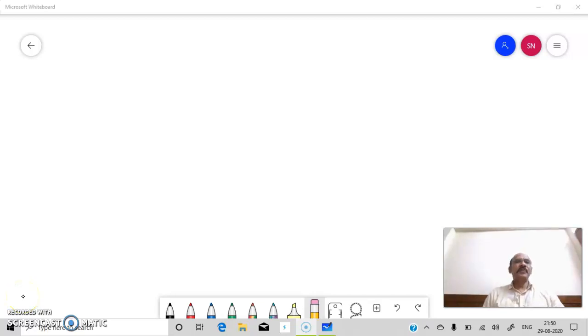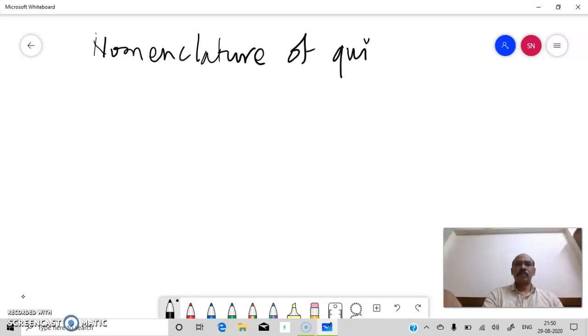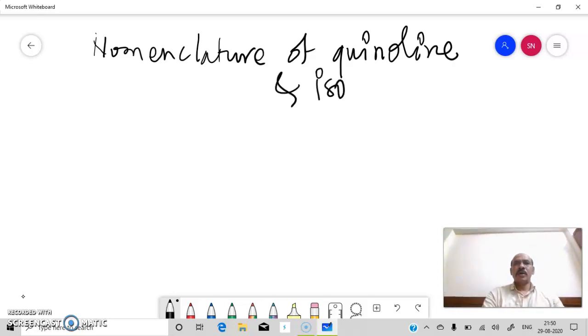Students, today we will see nomenclature of heterocyclic compounds, quinoline and isoquinoline. For this nomenclature, we will see first how those molecules are.